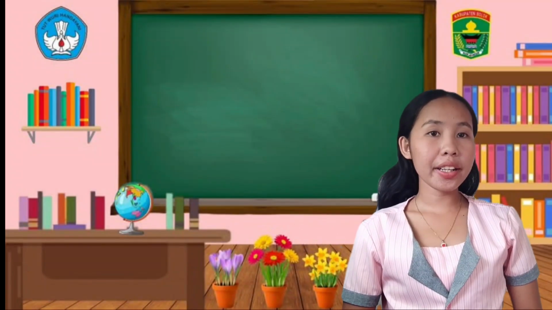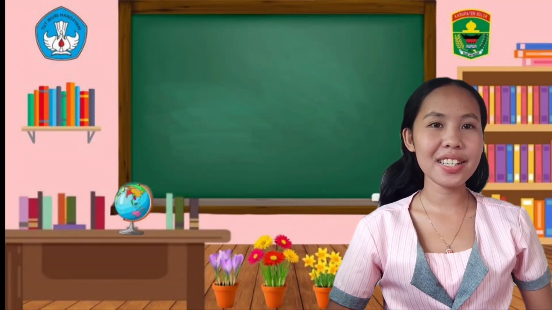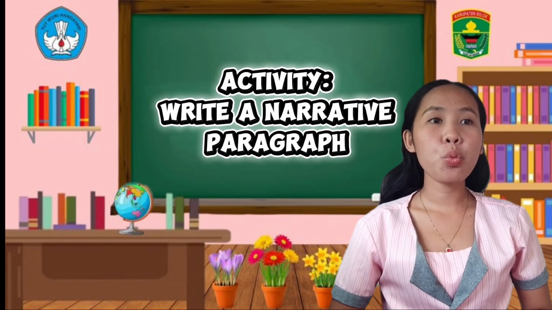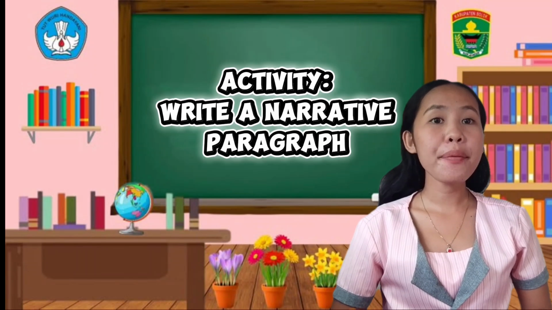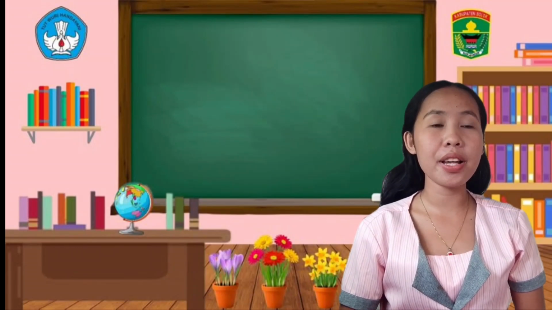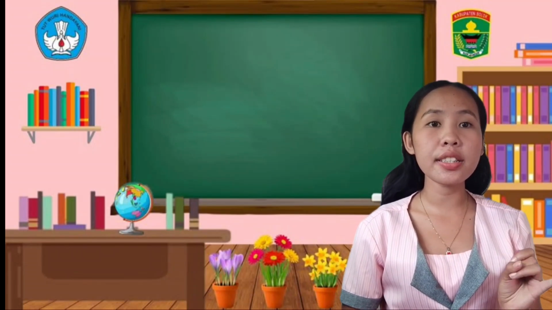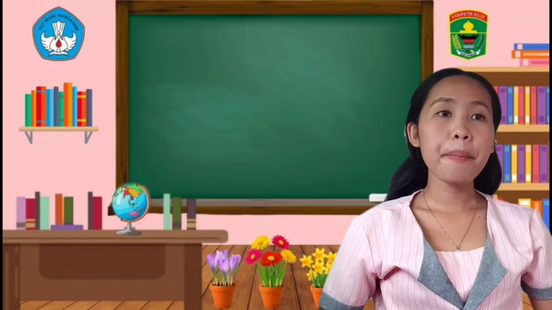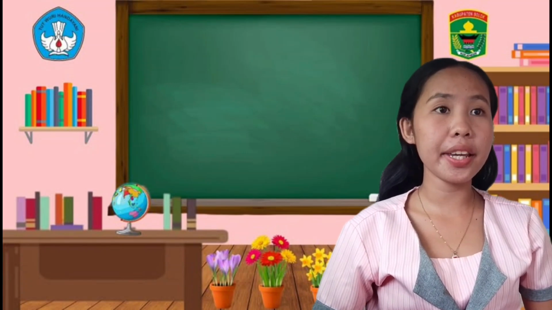And to check if you really understand our discussion, it's time for the activity. Your task is to write one short narrative paragraph, 5 to 7 sentences, about a personal or imagined experience. Your paragraph should include the basic elements of narrative, which are the characters, plot, setting, theme, and conflict. And also, make sure that your paragraph has a clear beginning, middle, and ending. Use complete sentences and proper grammar.